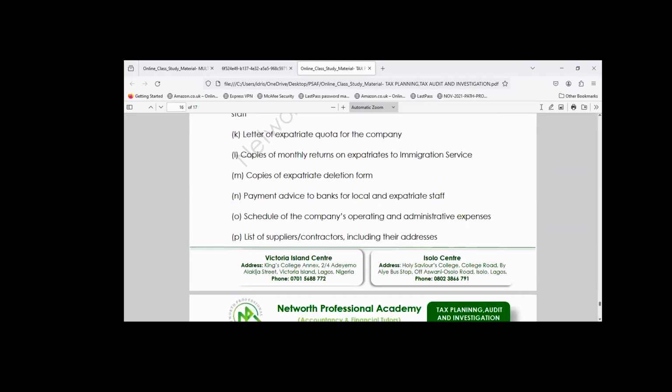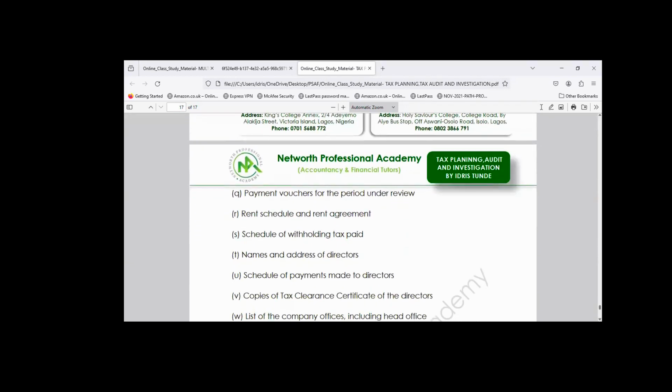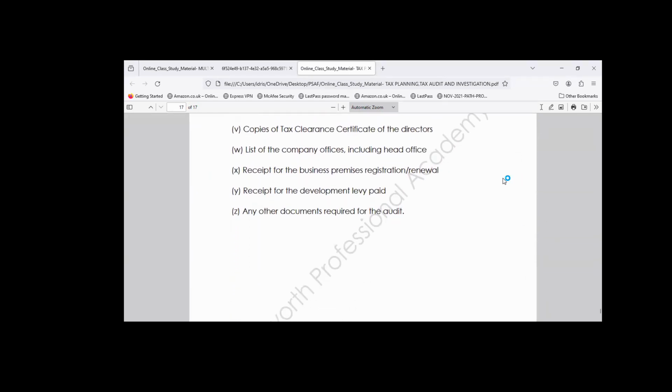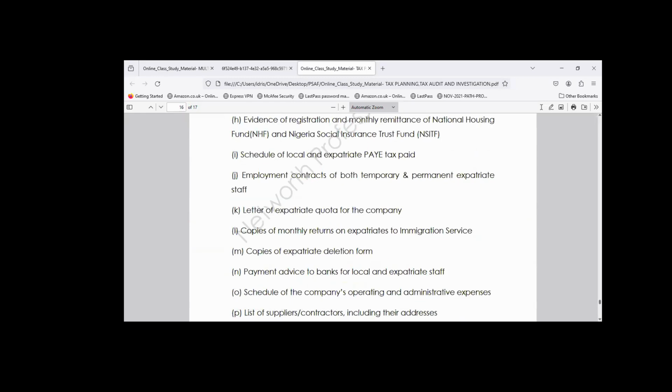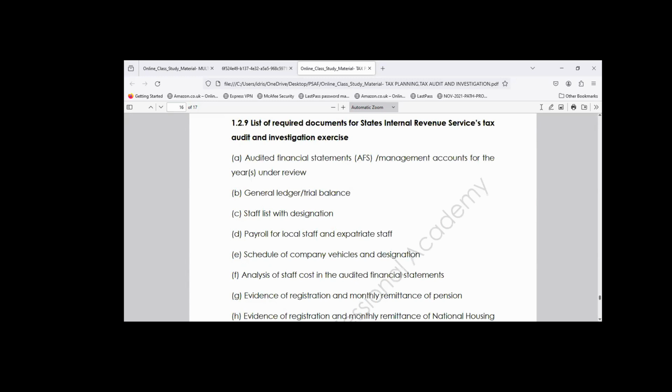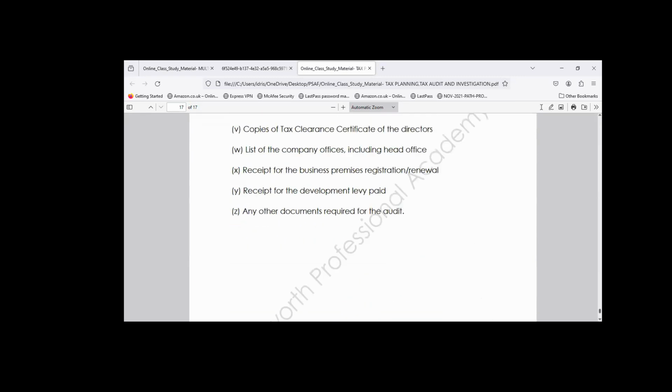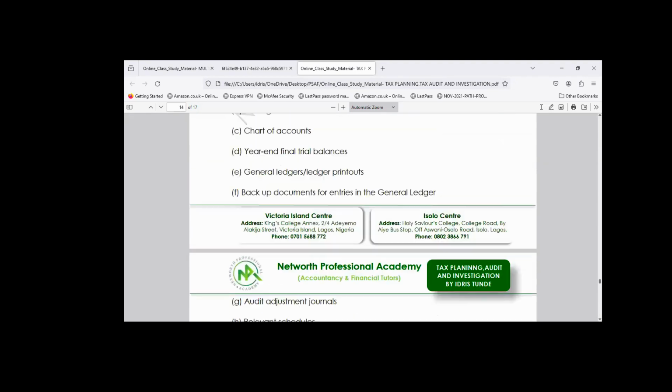They also ask for rent agreement too. LRS to ask for rent agreement. Schedule of withholding tax paid, they'll ask for that. Name and address of directors, they'll ask for that. So all these are the documents required. I mentioned more than 30. So it is advisable for you to know at least 10. At least 10. So those are the documents that they will ask for.